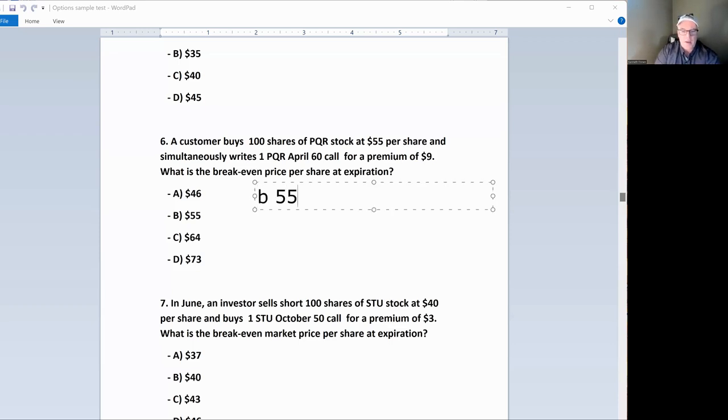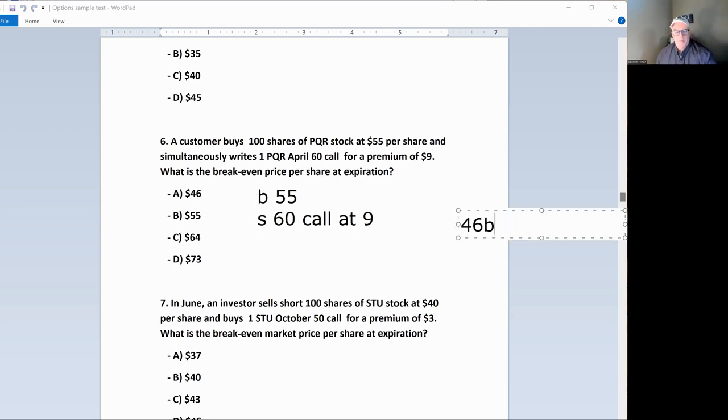Buy at 55. Sell a 60 call at 9. It's a stock. See, I'm shortening what I write because I'm getting lazy. 55, it's a buy and a sell, so I subtract 55 minus 9 should be 46. There's my break even. And I bought stock, so I am bullish.